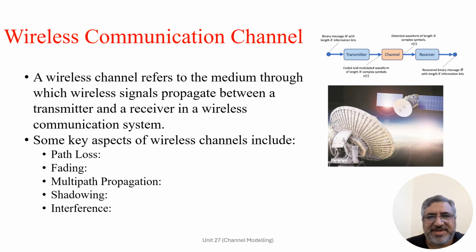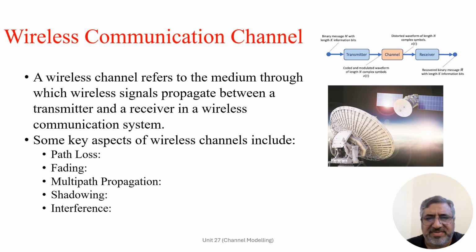Wireless channel refers to the medium through which wireless signals propagate between the transmitter and receiver in a wireless communication, as we discussed in the previous slide. It serves as a physical pathway for transferring information wirelessly, such as in cellular networks, Wi-Fi, Bluetooth, satellite communication, and many other types of wireless communication technologies. In a wireless channel, signals are typically transmitted through the air or free space, but they can also propagate through other media like water or walls in certain applications.